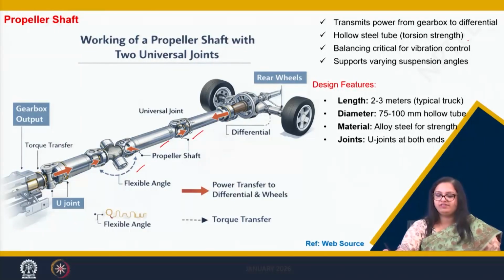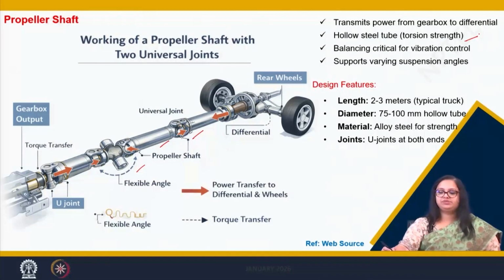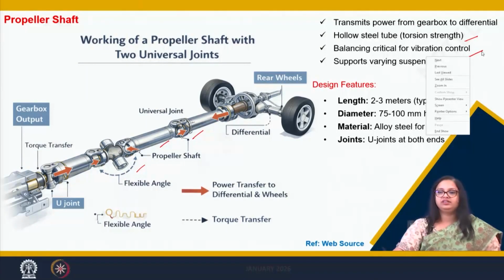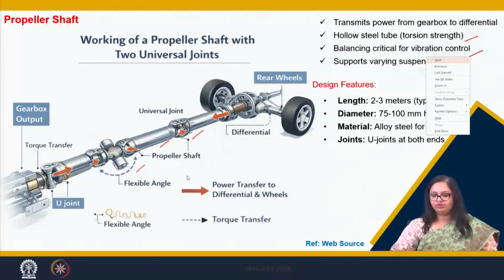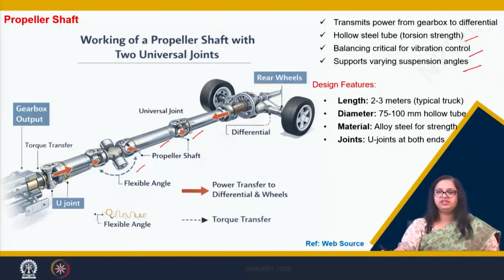So, what is this propeller shaft? This propeller shaft is a hollow steel tube which has torsional strength. It helps in balancing for critical situations under vibrational loads that come onto the system, and it supports varying suspension angles as well.